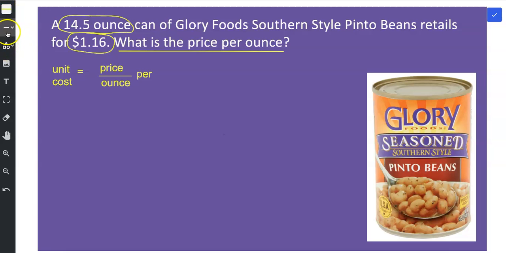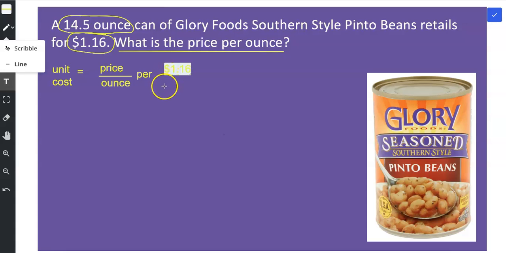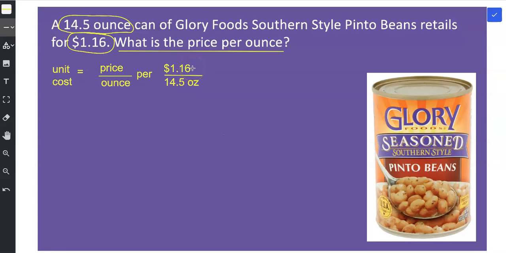And then what I'm going to do is fill in, actually I need to go to typing, the actual price of the pinto beans. So $1.16. And then I'm going to type the ounces, 14.5 ounces. And then I'll go back to the line tool. So this is the rate, $1.16 per 14.5 ounces.